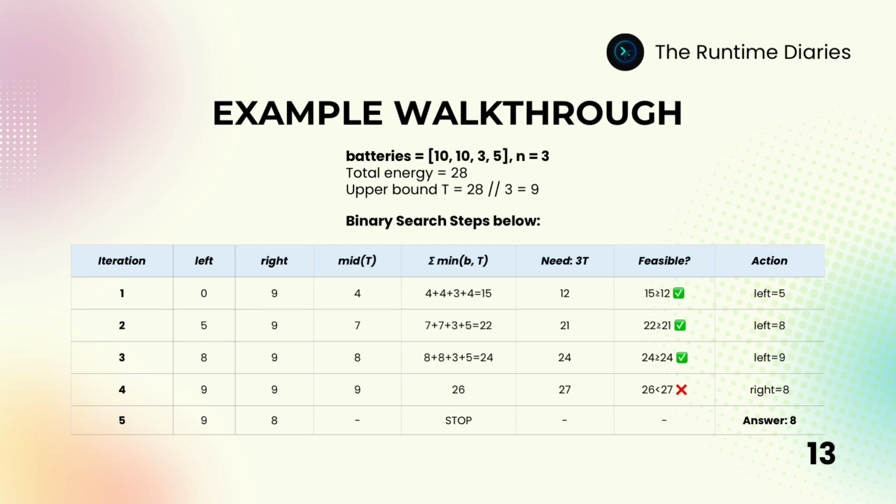This means that with flexible battery swaps, the total energy is distributed such that every computer can run for 8 solid minutes. The 2 large batteries of 10 each contribute 8 minutes apiece, and the smaller batteries of 3 and 5 together contribute the remaining 8 minutes for the third computer.